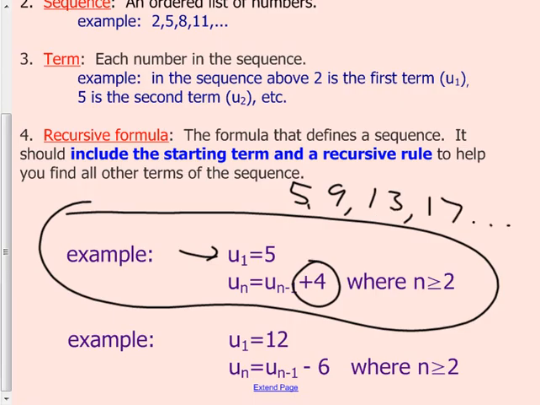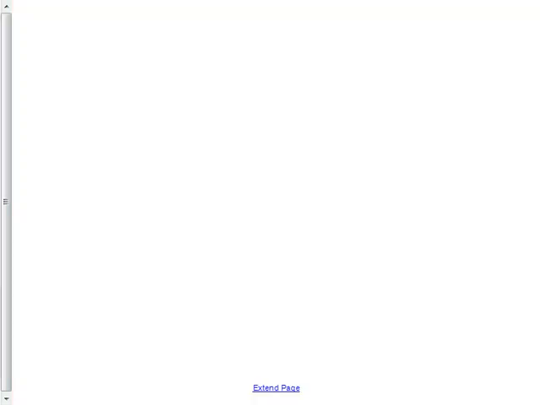Okay? So I want you to add a blank page. Insert blank page. We're going to take one of your most common lists of numbers that you've ever seen. This one. 1, 2, 3, 4. And you can actually write that as a formula. Here's the formula for that.